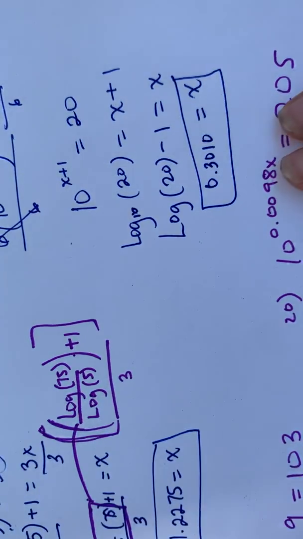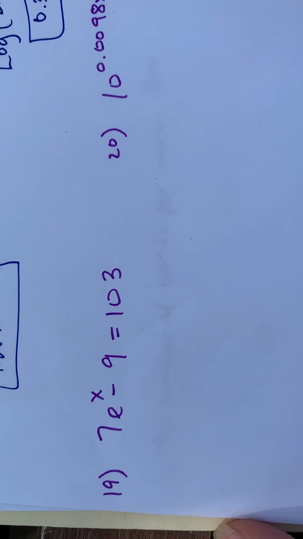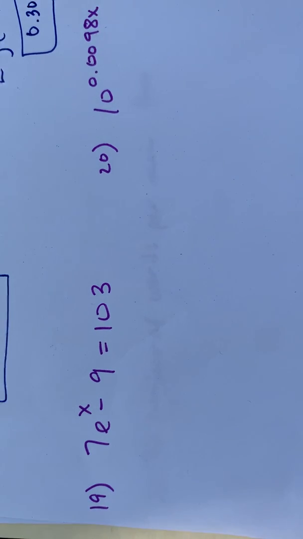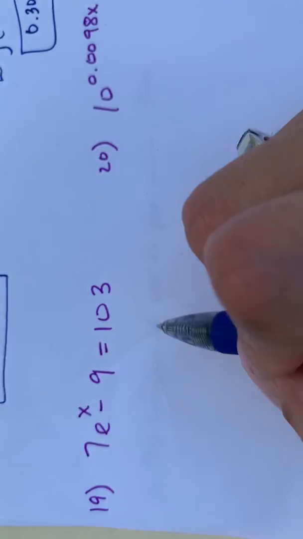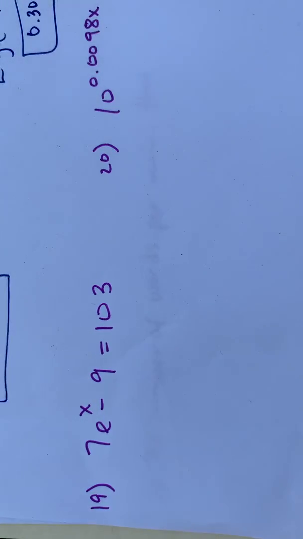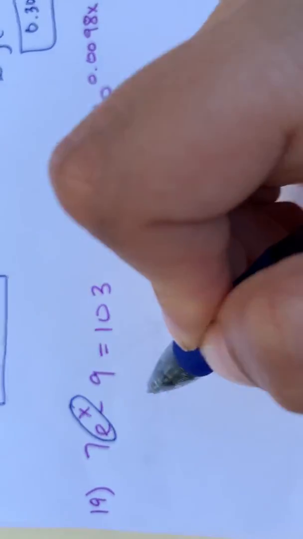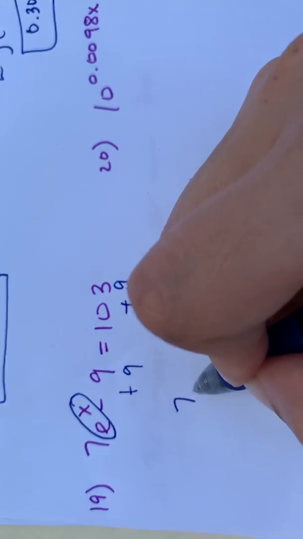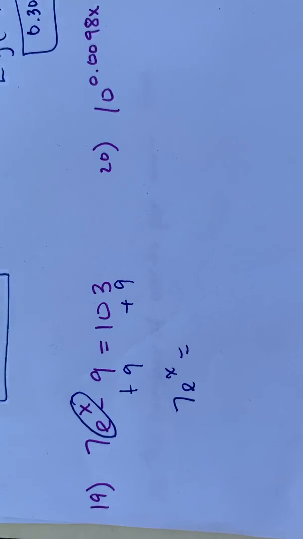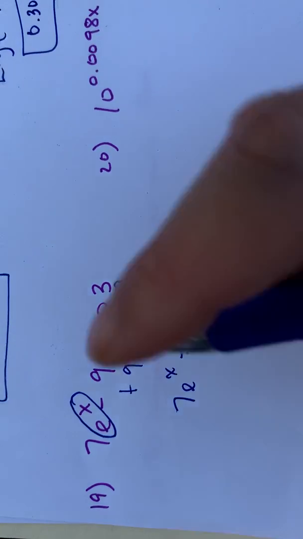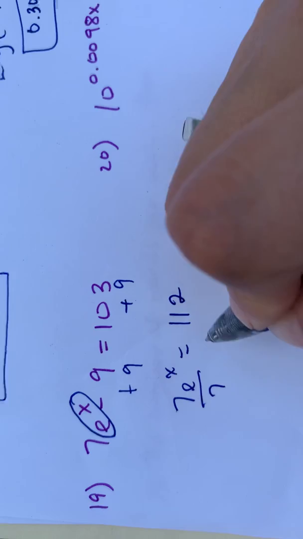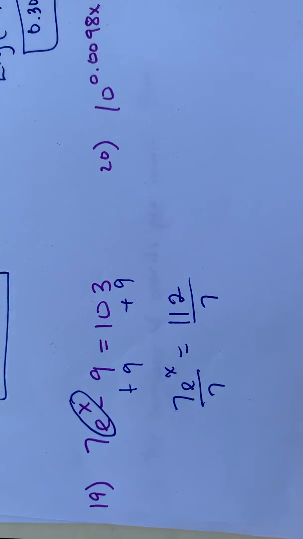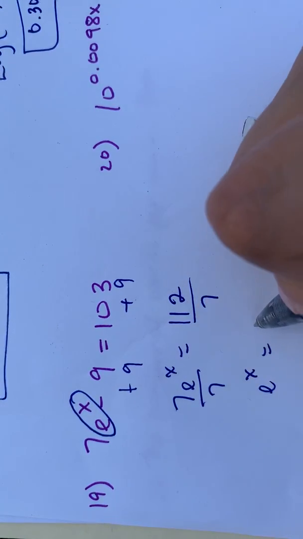Let's move on, since we're moving through these pretty quickly. Let's look at 19. So 19, once again, is exponential because the x is trapped in the exponent. And we're moving through this process the same as the last problem. We want to isolate whatever has that exponent. And so in this case, I'm going to add 9 to both sides. So I get 7e to the x equals 103 plus 9, and you get 112. Then I'm going to divide both sides by 7, and I get e to the x equals 16.